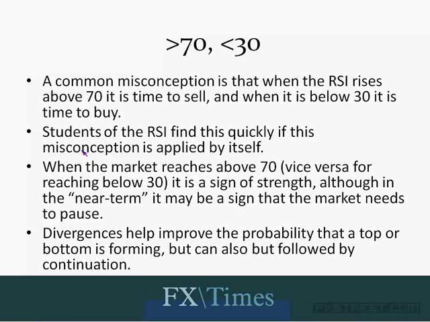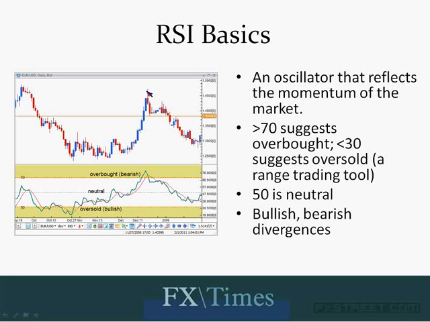But there's a common misconception that when the RSI rises above 70, it is time to sell, and when it is below 30, it is time to buy. In our previous example, we did see that here, for example, the market did reverse when the RSI rallied above 70, and when it came back down, that represented the market reversing. But that's not always the case.